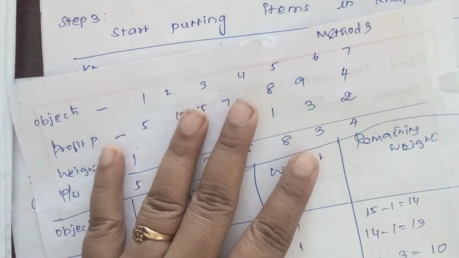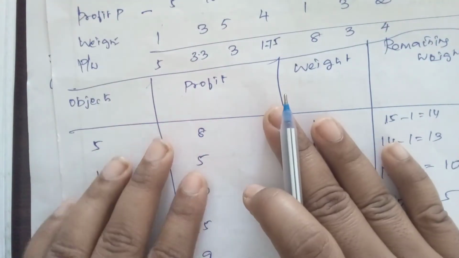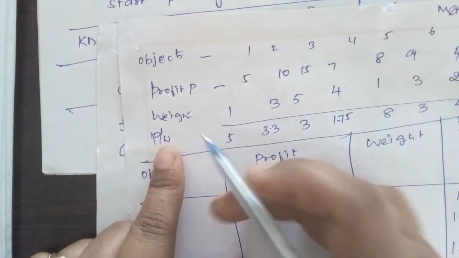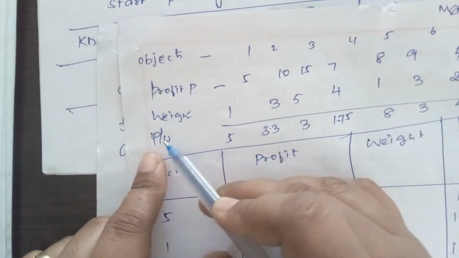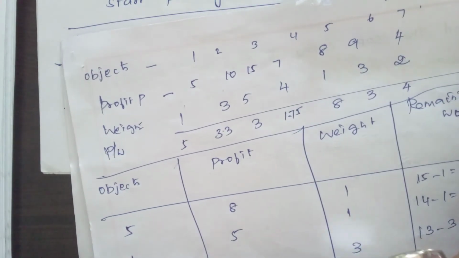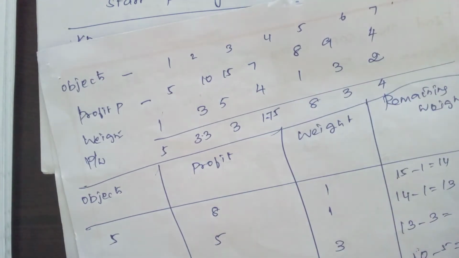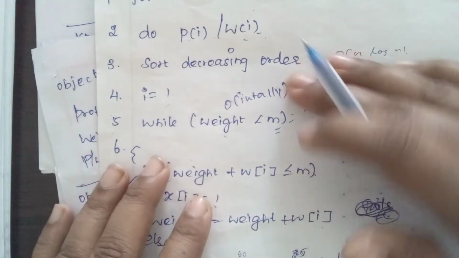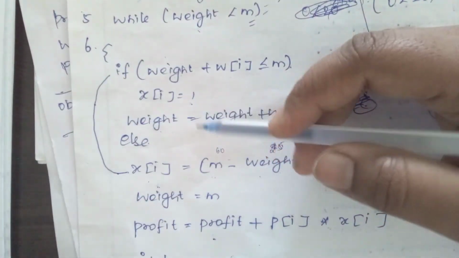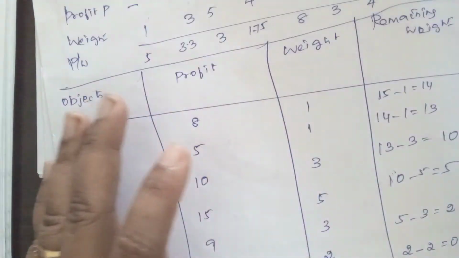Now see the next method, that is method 3. What is this based on? This is based on the fraction method. I have told you in the algorithm, pi slash wi, the same method. In the pseudocode we have this one only, pi slash w of i, the same process here.